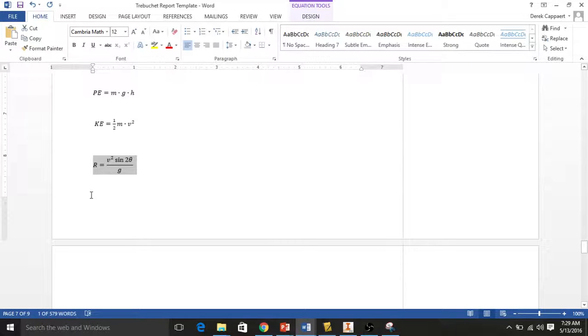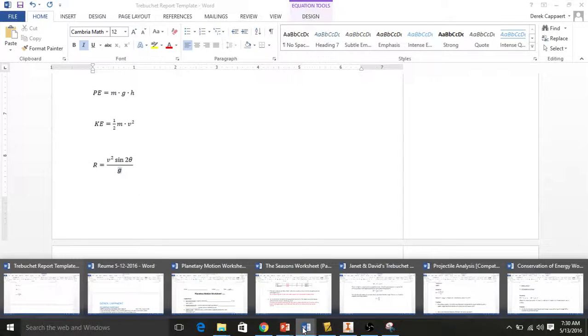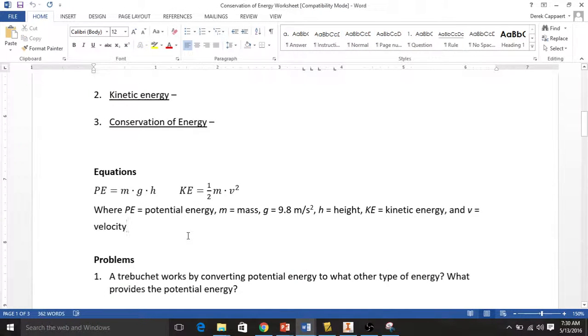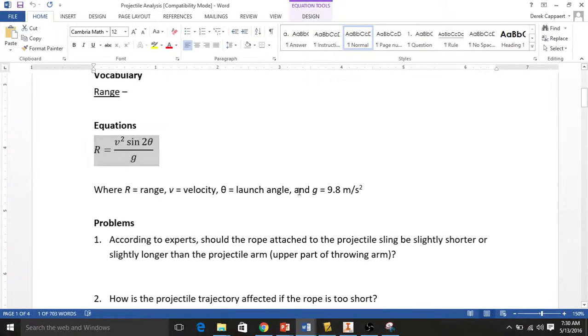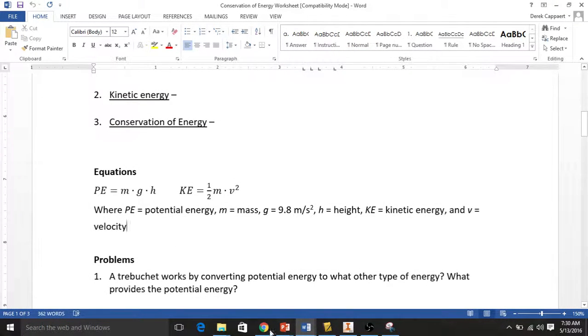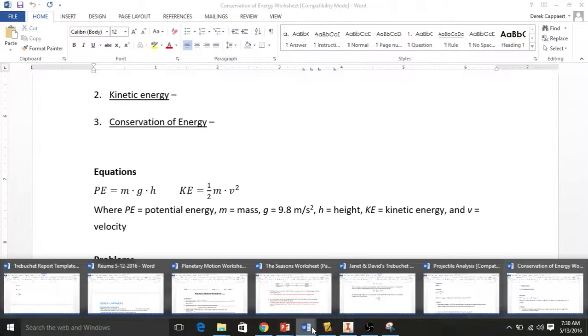Your range is calculated with this equation. Theta, this 0 with a line through it, is the angle that you fired at. G is the acceleration due to gravity. All these terms were defined in your worksheets. So if you went back, for instance, to conservation of energy, all of the things are described on that worksheet. And then let's see, yes, projectile analysis, same thing, 9.8 meters per second squared for gravity. So I just want you to simply step through how you did those calculations.